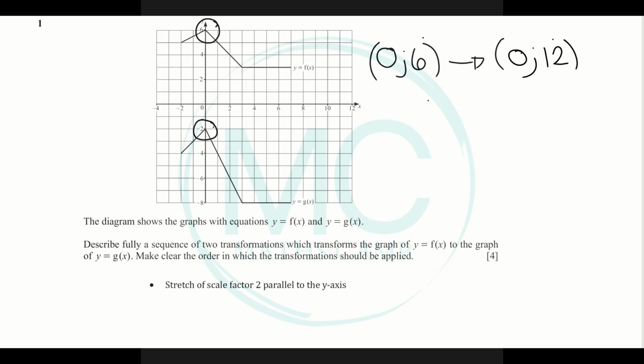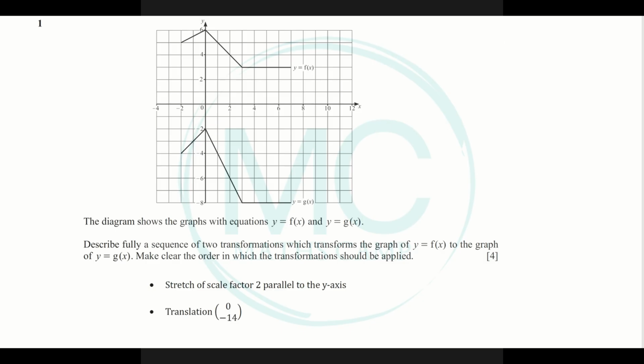But we can see that g of x has a y-intercept at -2, which means that f of x has shifted 14 units downwards. And for our second point for our answer, we can say that there is a translation of (0, -14).